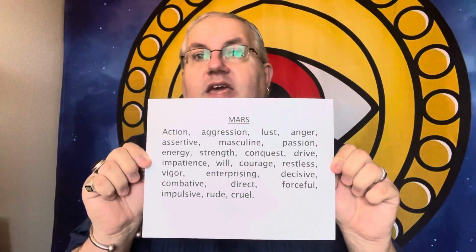First of all, we're going to start with Mars. Here we have the keywords for Mars, okay? I'm going to read them for you. Action, aggression, lust, anger, assertive, masculine, passive, energy, strength, conquest, drive, impatience, will, courage, restless, vigor, enterprising, decisive, combative, direct, forceful, impulsive, rude, cruel, and stubborn.